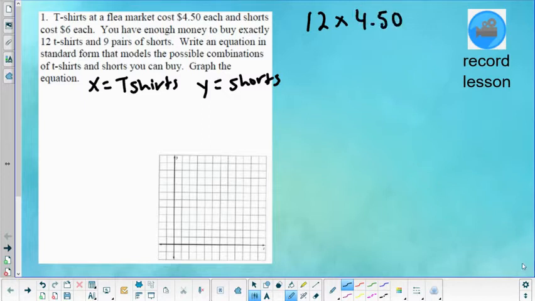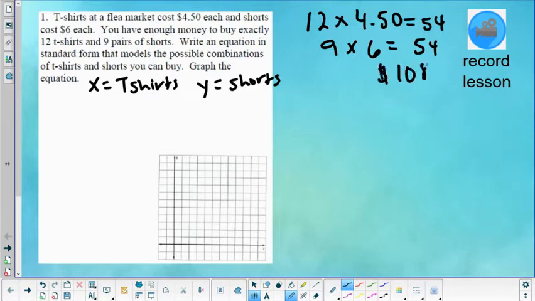Okay, so if I grab my calculator real quick, and I do 12 times $4.50, I get $54. Okay, and then it says you have enough for 9 pairs of shorts that are $6 each, so 9 times 6. And we know that is also $54. All right, so if we add these two together, 50 and 50 make 100, and 4 and 4 make 8. So we have a total of $108 to spend.